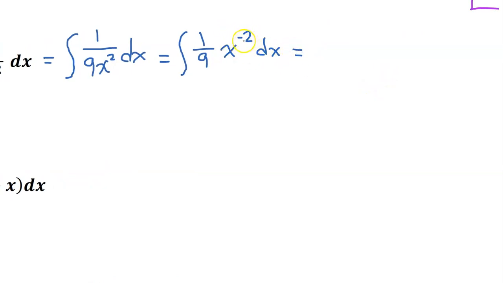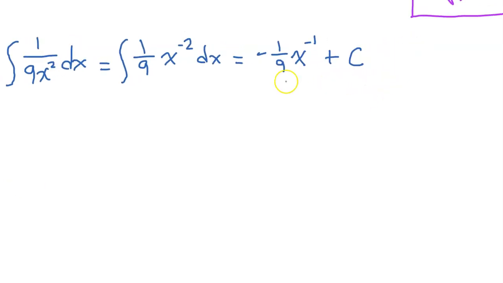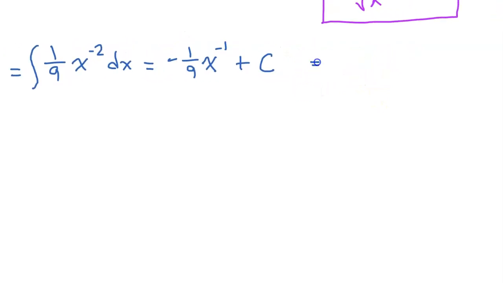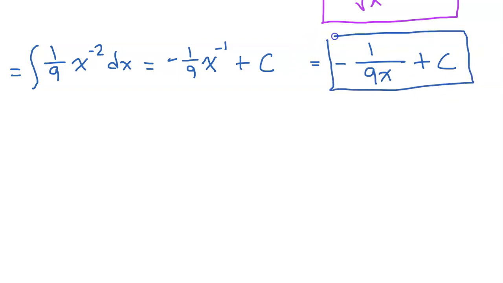We will add 1 to this exponent. So that's going to make this negative 1. So now we have x to the negative 1 power. And then we divide by that new exponent. Well, dividing by negative 1 is just going to make this negative 1/9. And that's the answer, as long as we are careful to include the constant of integration. And you're welcome to leave your answer like this, or you might consider writing your answer as negative 1 over 9x plus c. Either is fine, but be wary of the multiple choice.